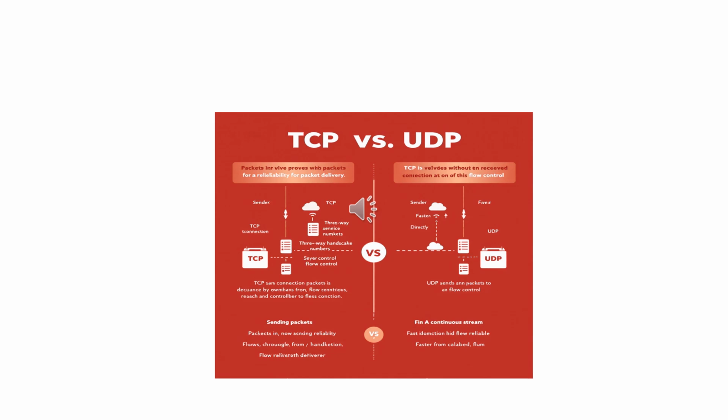The correct answer is B. TCP provides flow control to avoid overwhelming a receiver by sending too many packets at once. UDP sends packets to the receiver in a continuous stream without checking.